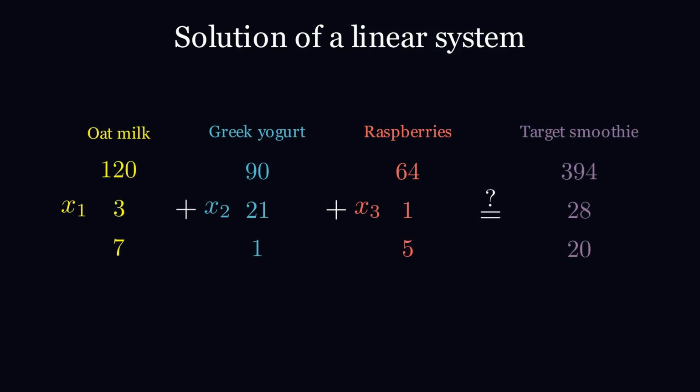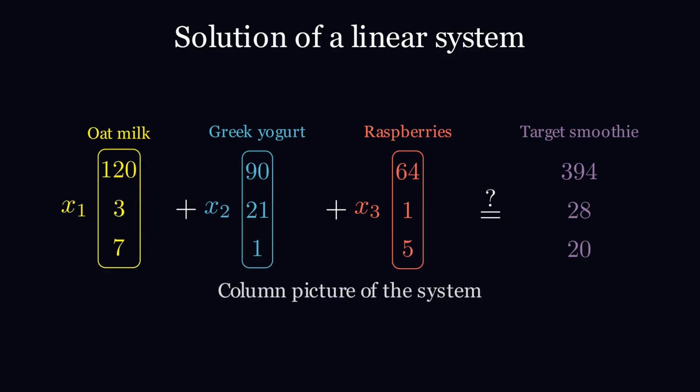Now let's go back to our smoothie example. A solution is a choice of numbers for x1, x2, and x3 that makes all rows true. Let's look at the same question again, this time using the ingredient columns.